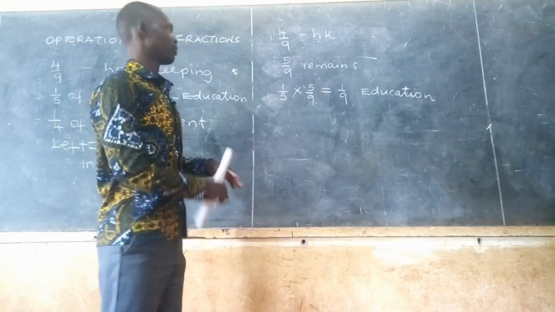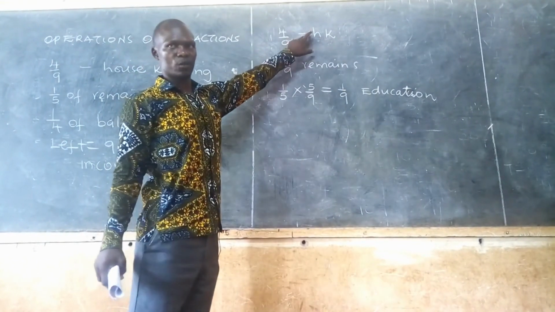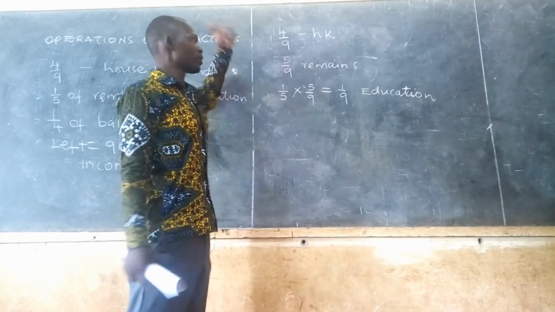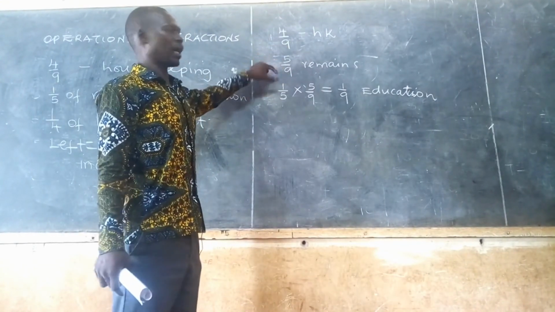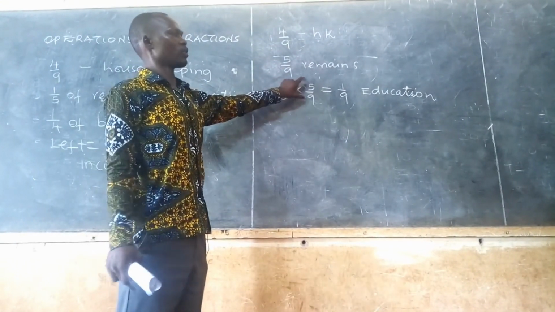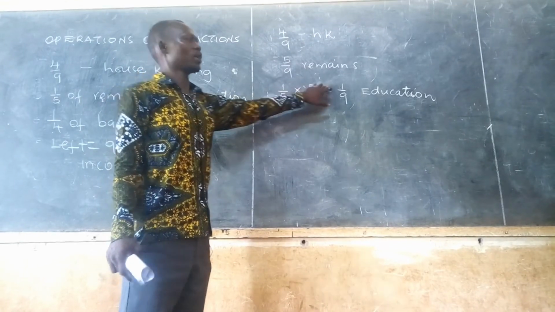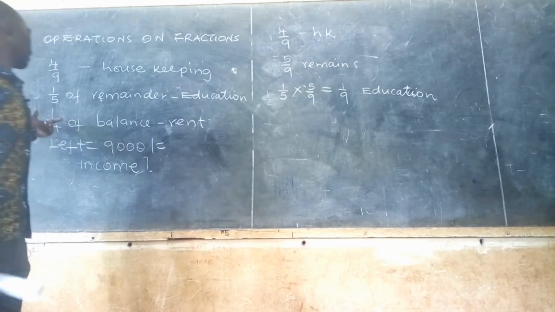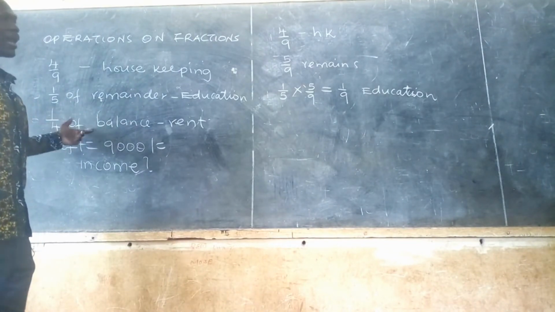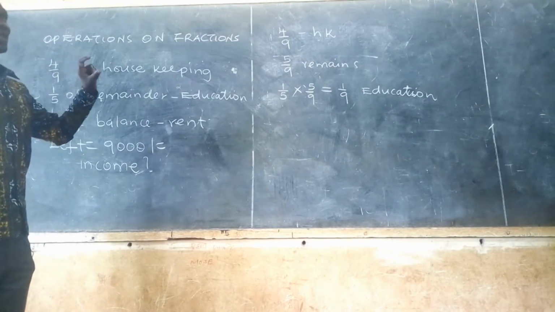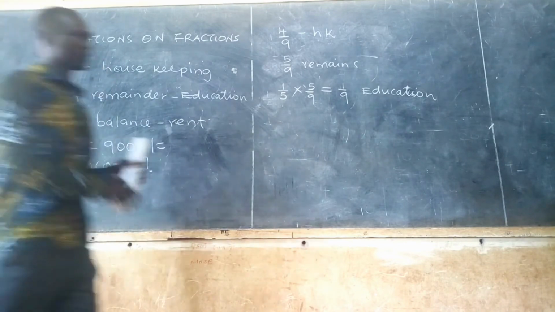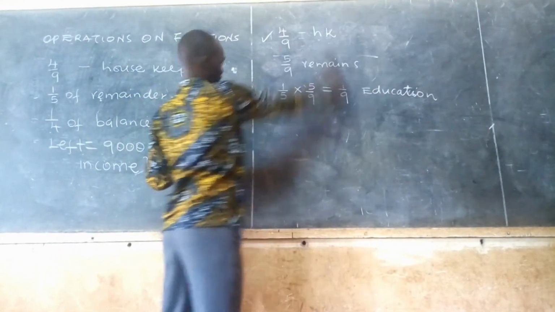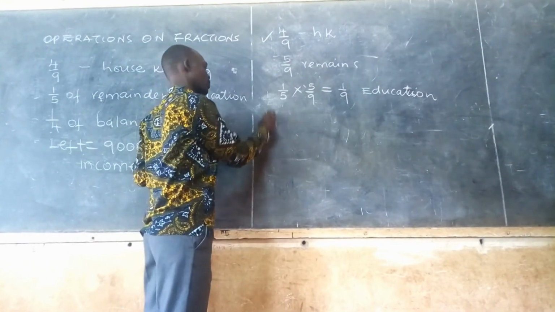Just go step by step. 4/9 was for housekeeping. So what remains? 5/9. A fifth of that remainder goes for education. That means 1/9 goes for education. The next instruction, a quarter of the balance. So what is this balance? For you to get the balance, you say 4/9 was used for housekeeping.